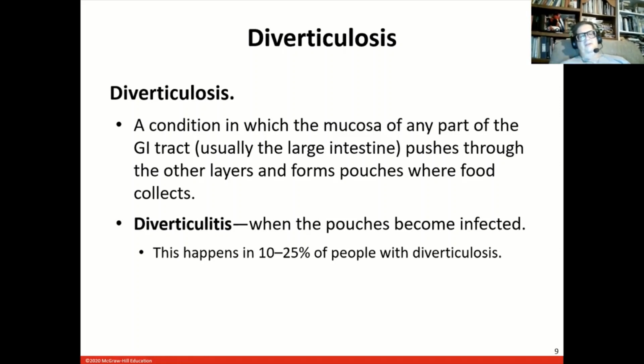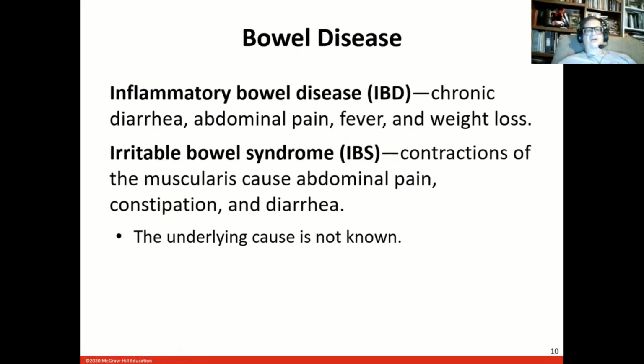Itis means inflamed, so diverticulitis is the inflammation of these little diverticula. Having the diverticula is diverticulosis. You see itis, it's inflamed. And between 10% and a quarter of the people who have the sacs, who have diverticulosis, form diverticulitis. They get inflamed. All right, other bowel diseases.